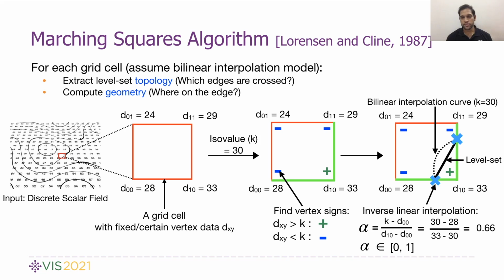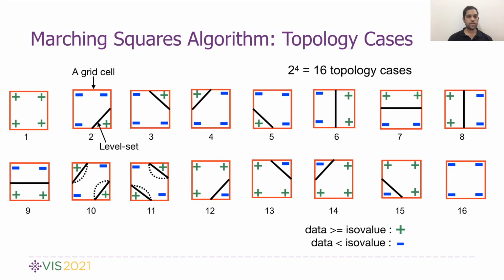As shown in the rightmost column, the isosurface topology or the level set orientation is determined such that it isolates positive vertices from the negative vertices. The positions of level set crossing on the green edges is then determined using inverse linear interpolation. Now, in a 2D case, since each cell has 4 vertices and since each vertex can attain positive or negative sign, there are 2 raised to 4, which is equal to 16, possible topology cases per grid cell.